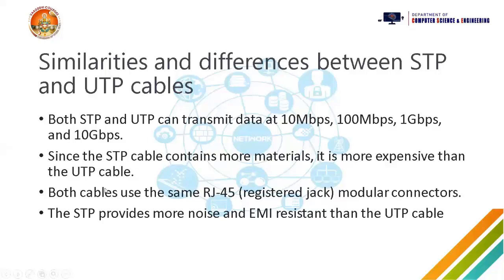Next, these cables require a connector in order to connect to a device. That connector is the RJ45 connector, as said here, where RJ stands for registered jack. The STP provides more noise and EMI resistance than the UTP. As we said, crosstalk and other interference resistance will be a little bit more in STP than in the UTP.